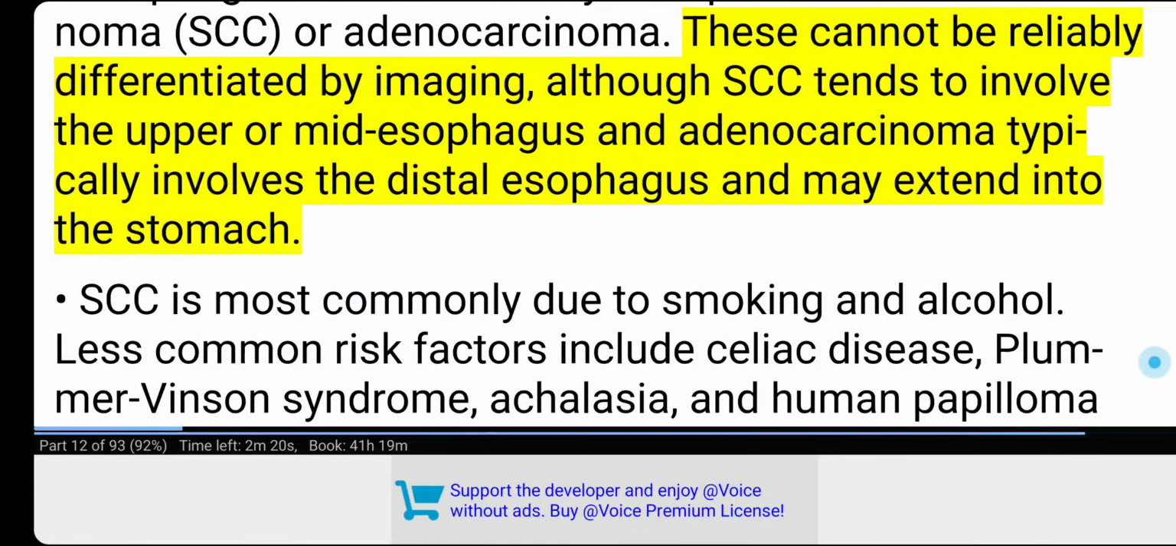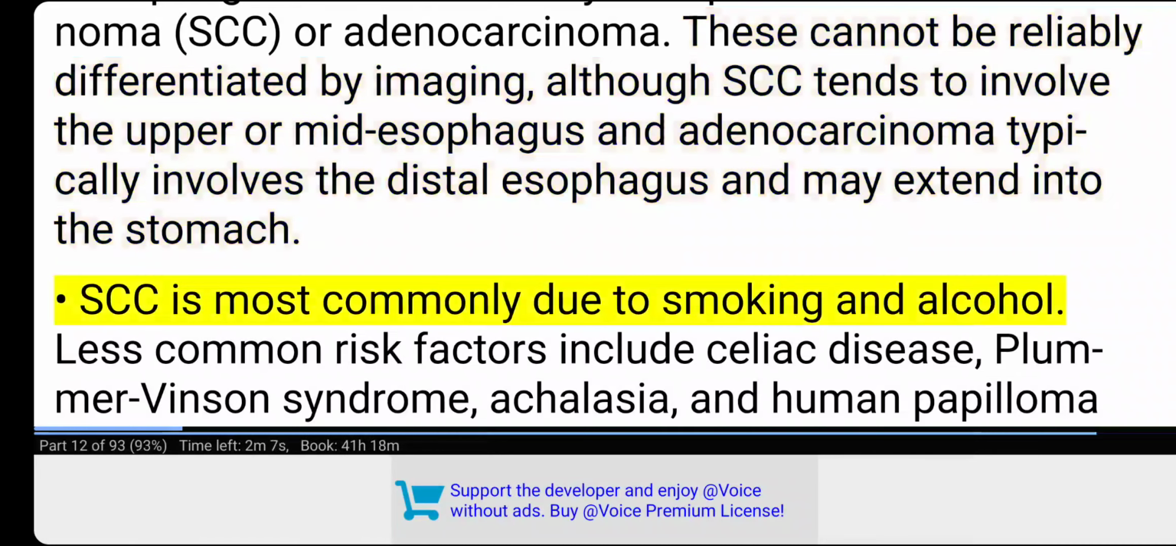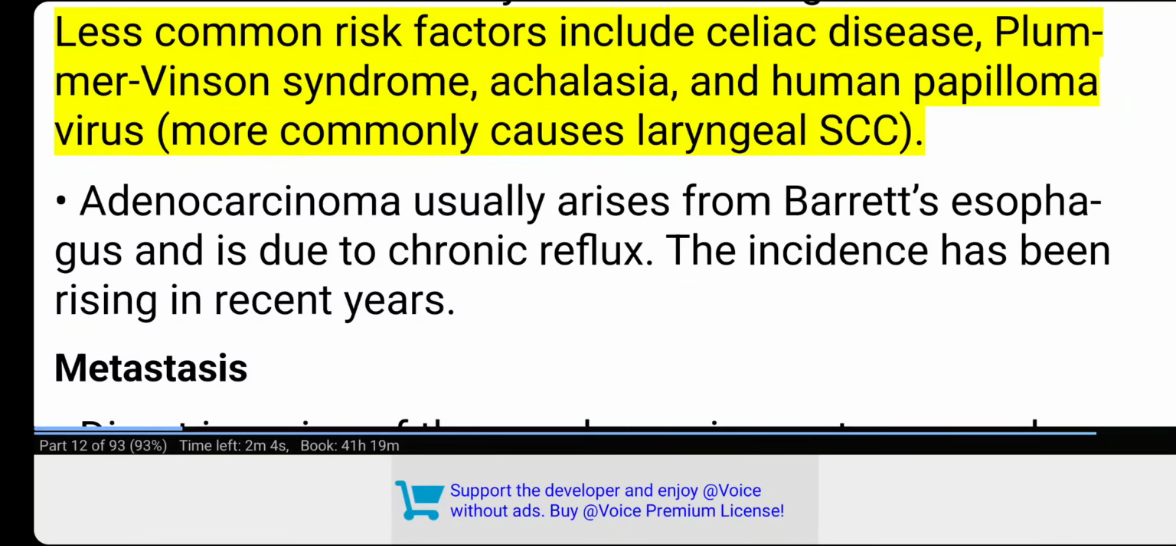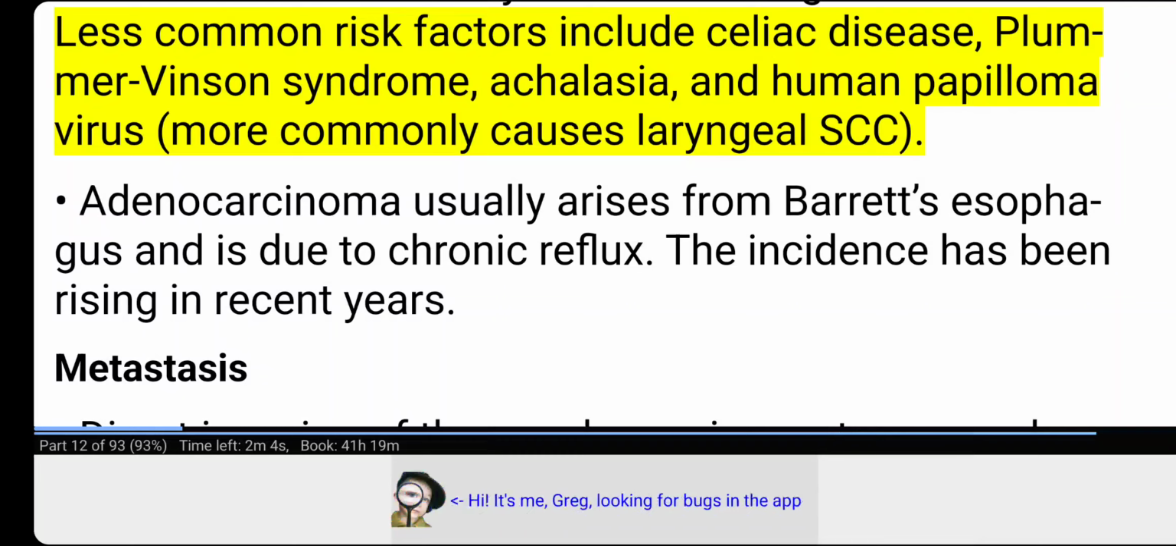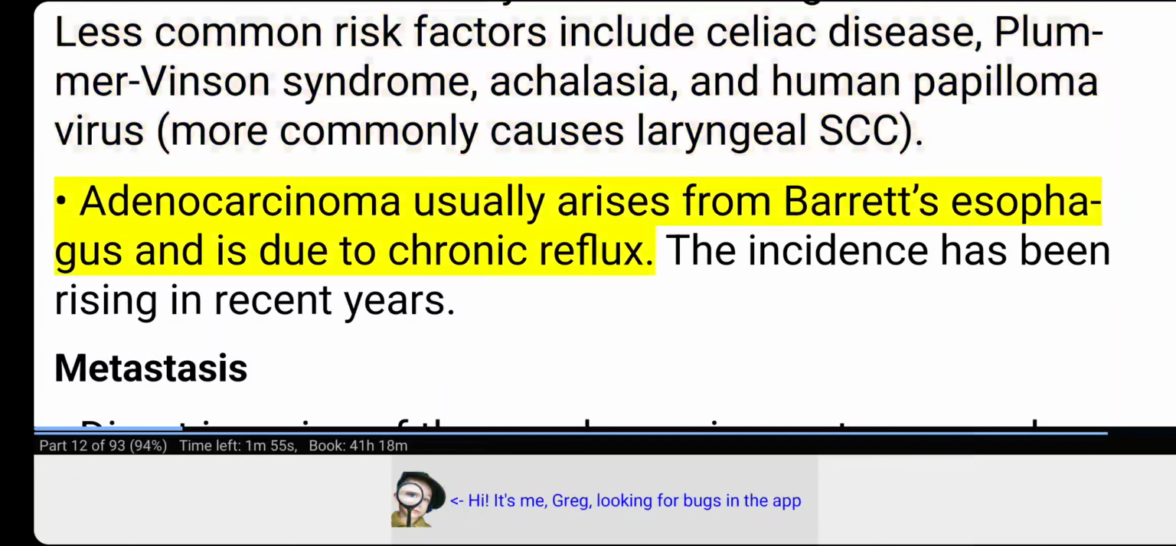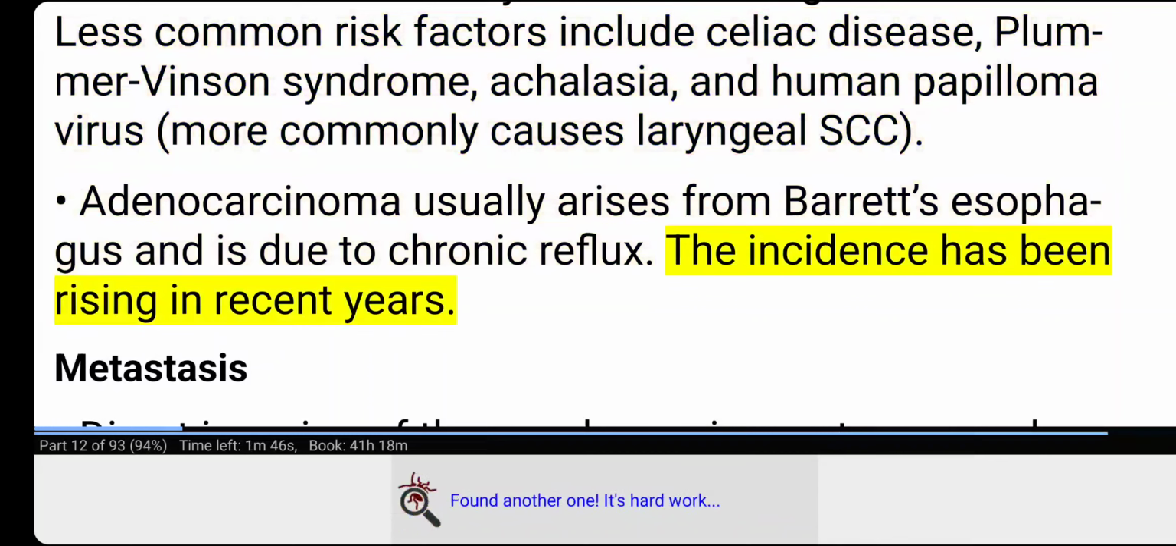These cannot be reliably differentiated by imaging, although SCC tends to involve the upper or mid-esophagus and adenocarcinoma typically involves the distal esophagus and may extend into the stomach. SCC is most commonly due to smoking and alcohol. Less common risk factors include celiac disease, Plummer-Vinson syndrome, achalasia, and human papillomavirus, which more commonly causes laryngeal SCC. Adenocarcinoma usually arises from Barrett's esophagus and is due to chronic reflux. The incidence has been rising in recent years.